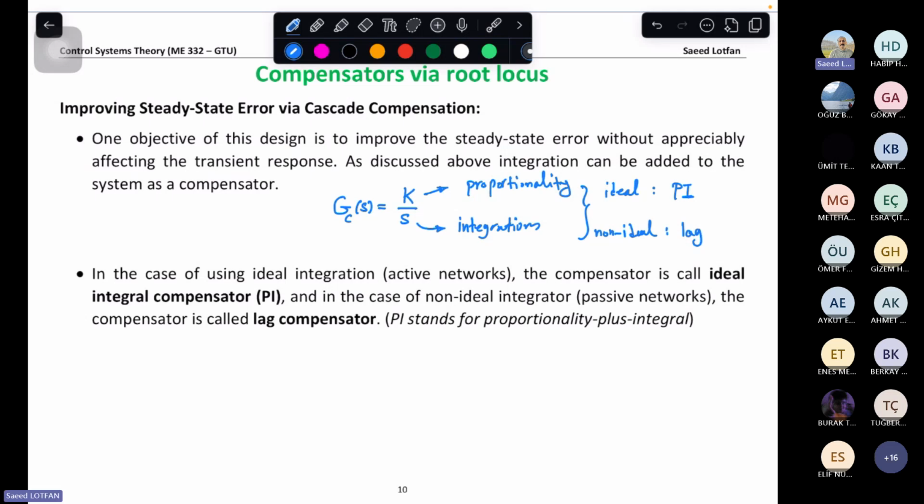So in the ideal form, as we discussed, it's called integral compensator, or PI, which is proportionality and integration. And this is called ideal because you need active networks for it. It is more expensive. But the lag compensator, which does not use pure integration, just requires passive networks. Any question?